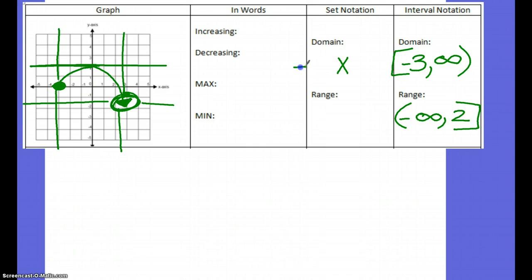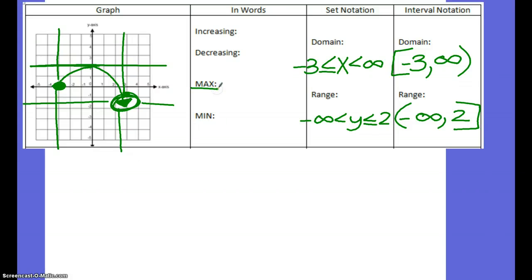Put your x in between the -3 and the infinity. Less than's on both. Because there's a bracket, that means it's an equal to. And here, put your y in between the two numbers, put your less than signs. And because it has a bracket, we also want to equal the 2.